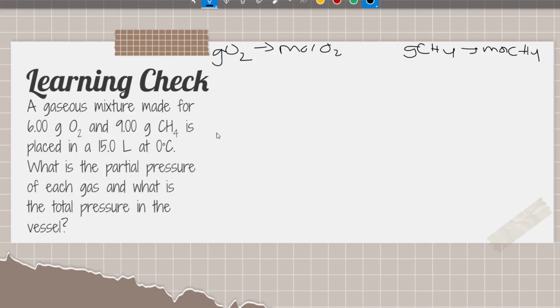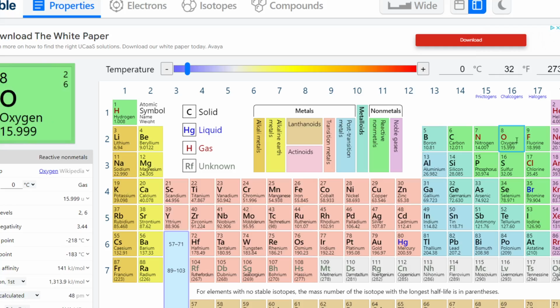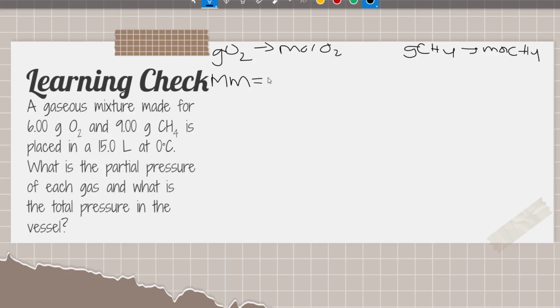Now, if you're ever going from grams to moles, you need to calculate your molar mass. So our molar mass for oxygen is 15.999. If we're doing O2, we need to multiply that by 2, which should give you 31.998 grams per mole.